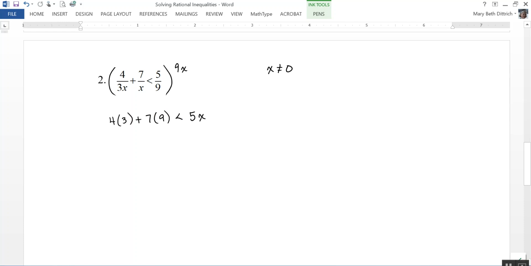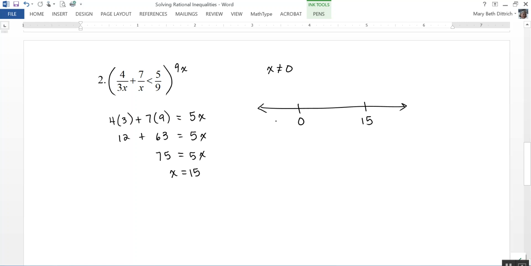As you can see, this one's going to be a lot easier. So 12 plus 63, oh, I'm sorry, I want to make that an equal sign. 75 equals 5x, so x is equal to 15. So now I only have 2 values that I need to test. Let's draw the number line. My excluded value of 0, my one solution that I found, 15, so that gives me 3 intervals. So let's test x equals -1.